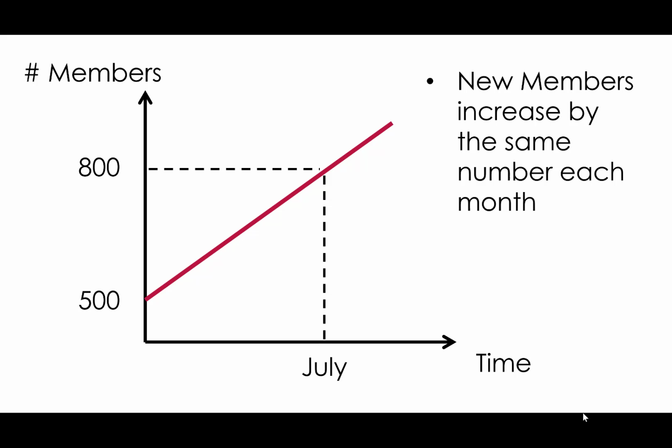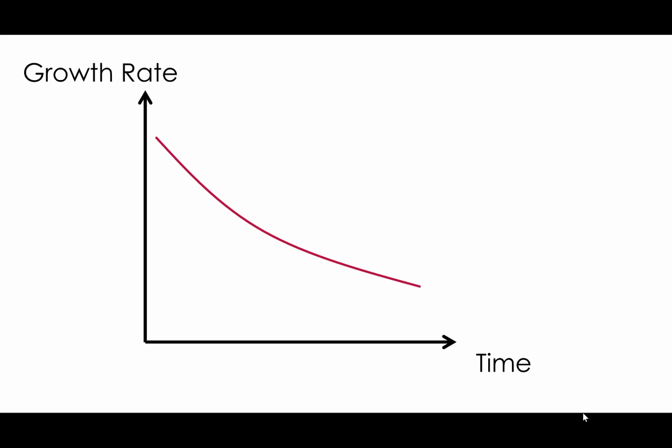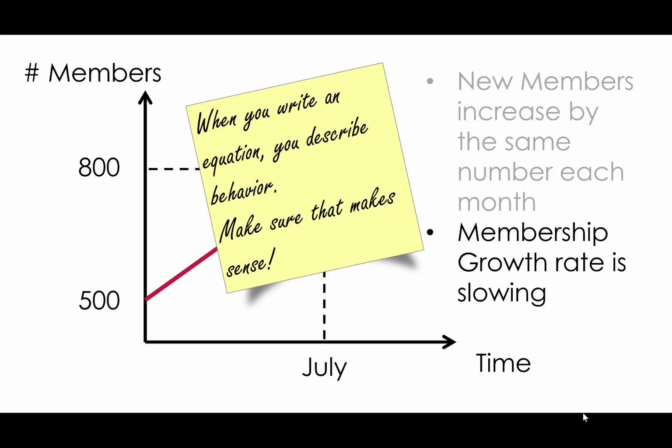And so what Jim was telling me is that new members increase by the same amount each month forever. And I was like, does this make sense? Because that means that it's not a celebration time, perhaps, but the membership growth rate is actually slowing. In fact, if you graph it, it looks something like this over time, that the growth rate is falling. And so the moral of the story is that when you write an equation, you're describing behavior, and make sure that behavior makes sense.